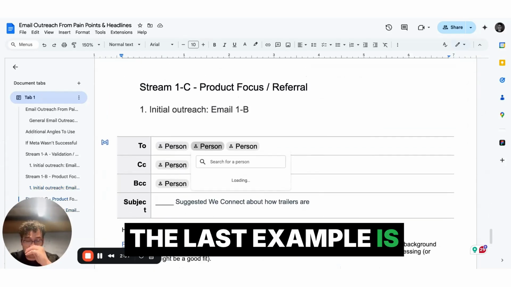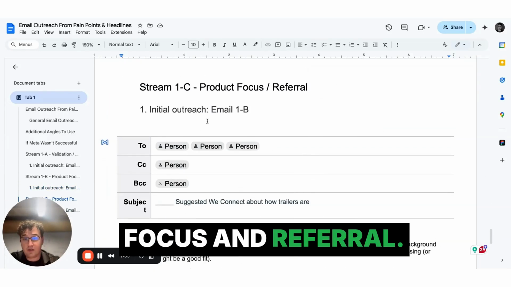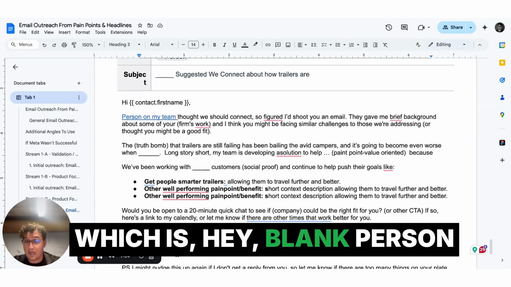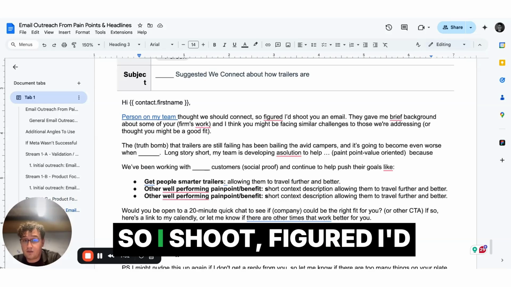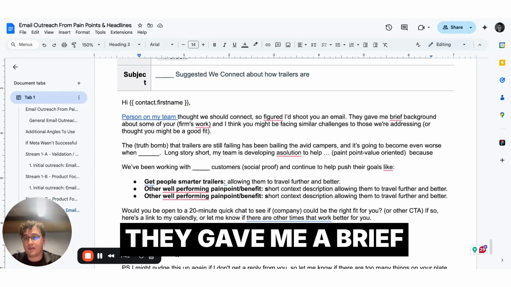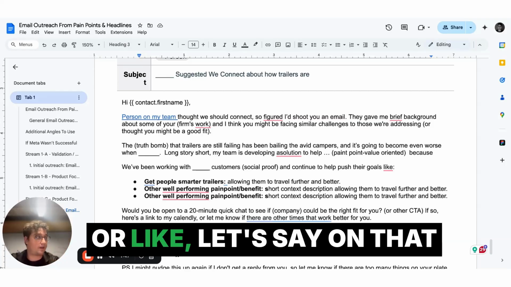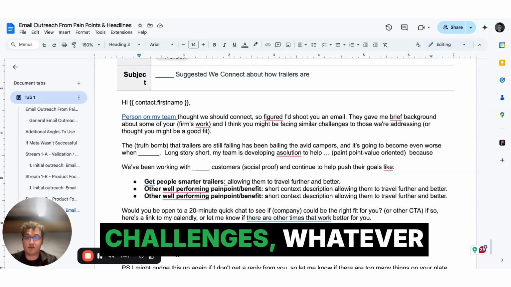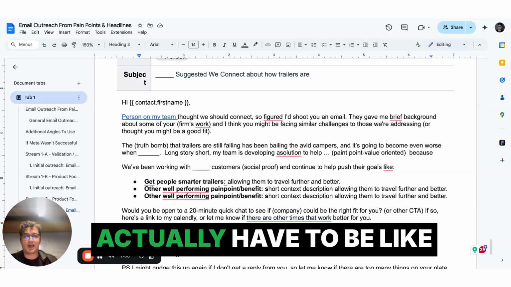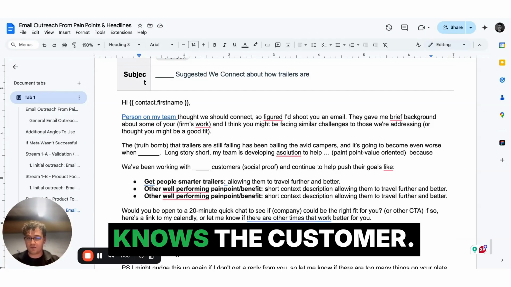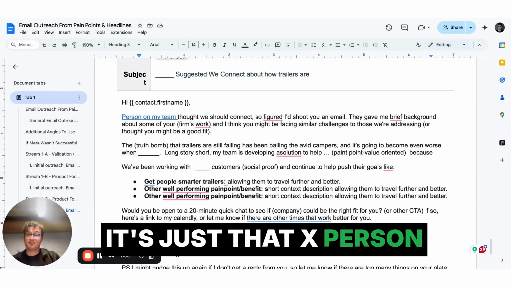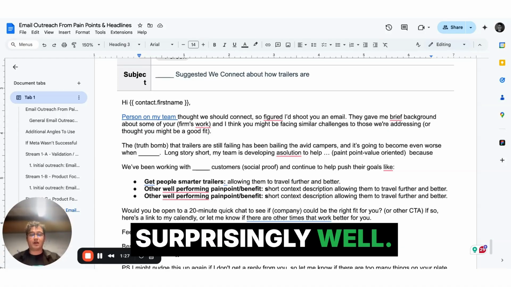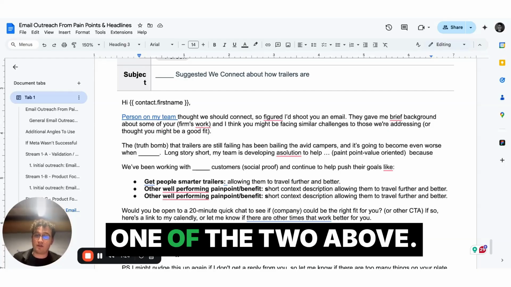The last example is the product focus and referral. So this is where we're taking either of the two above and we're adding this other element, which is, hey, blank person on my team thought we should connect, so figured I'd shoot you an email. They gave me a brief background on your firm's work, or let's say that you're an avid camper, it might be a good fit, or it might be facing similar challenges, whatever that language is. The goal is it doesn't actually have to be that person on your team knows the customer. It's just that X person said to reach out. This seems really cheesy. It actually works surprisingly well. I would incorporate that as a remix on one of the two above.